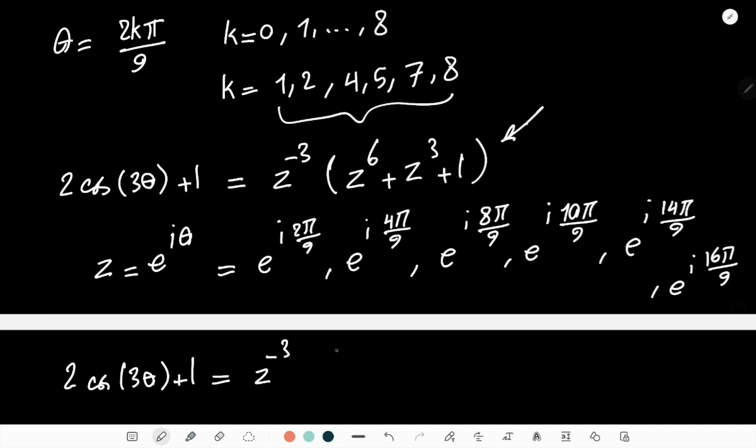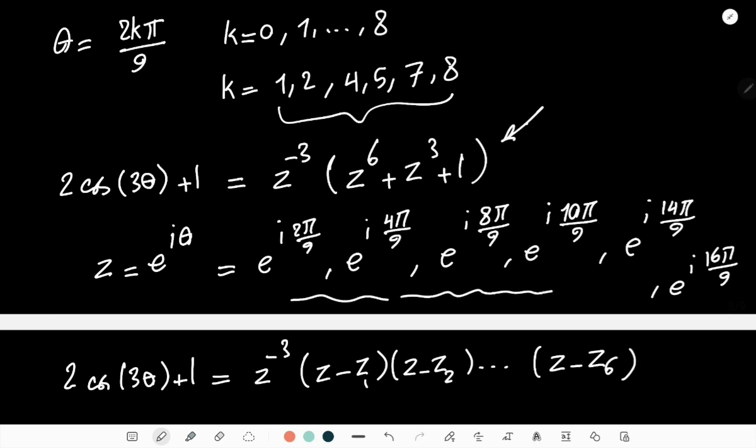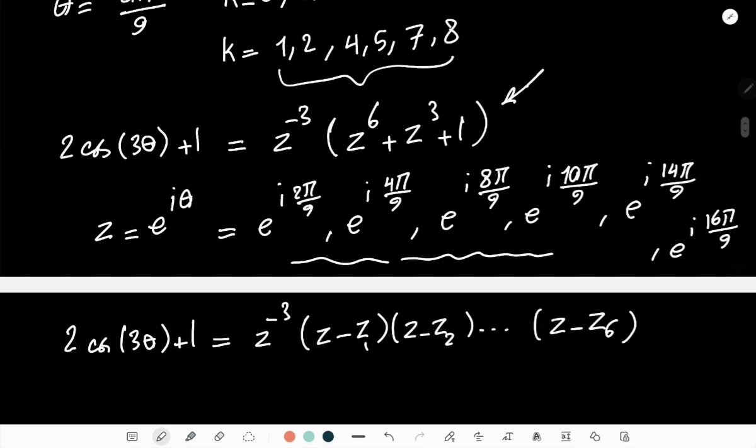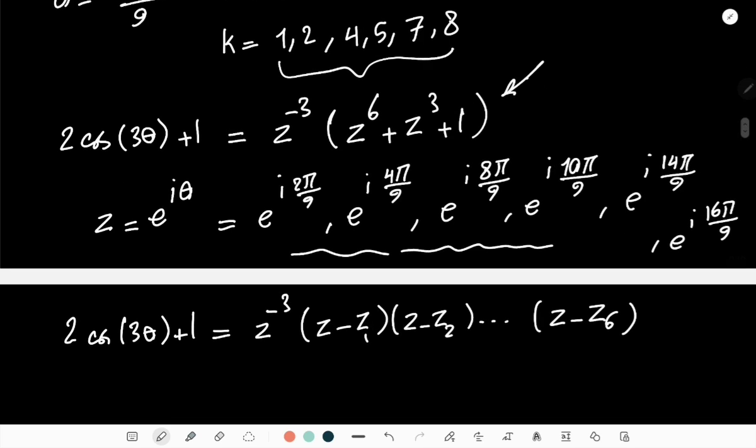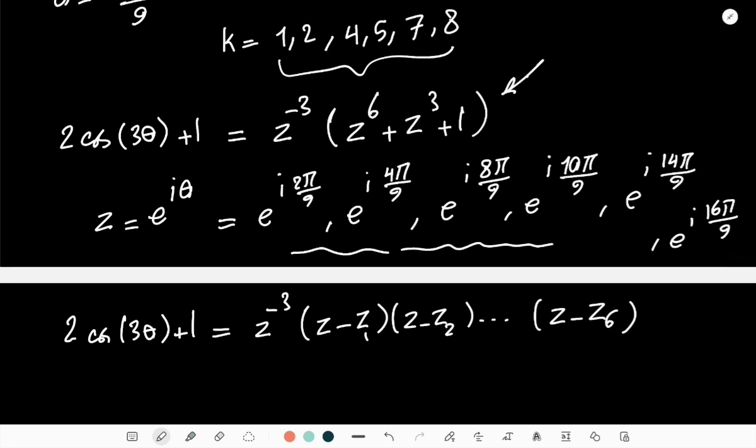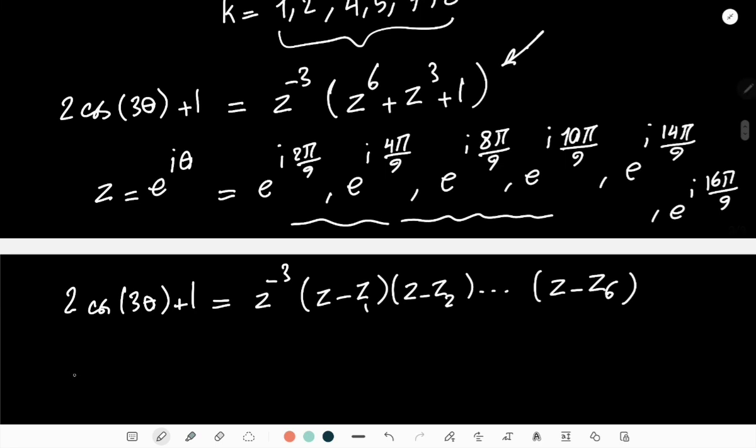So this is basically z minus z1 times z minus z2 all the way to z minus z6. And z1, z2, up to z6 are basically all these guys here. But what you have to pay attention to here is that these roots are complex conjugates. So you know what a complex conjugate number is.